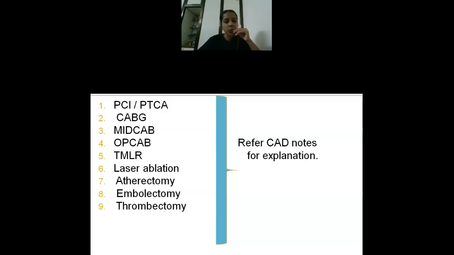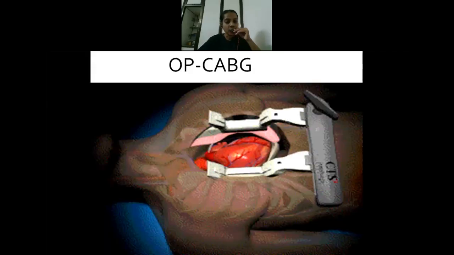Okay, that is percutaneous intervention, percutaneous transluminal coronary angioplasty. Then we have got CABG, open heart surgery, mid cap, op cap. Then we have got laser ablation, TMLR, atherectomy, embolectomy and thrombectomy. Okay, so this is just a picture of op cap, off pump coronary artery bypass graft, isn't it?